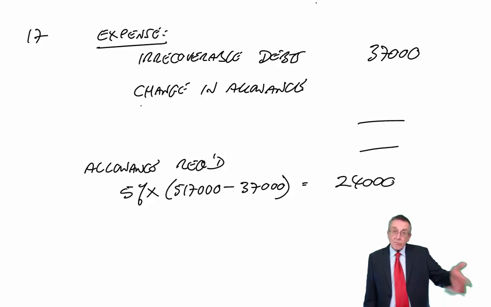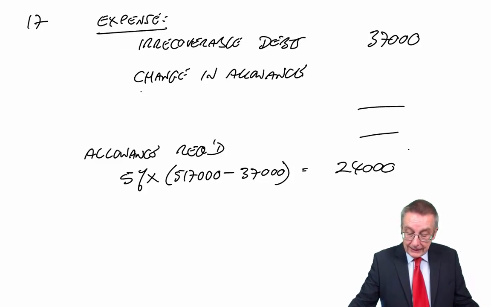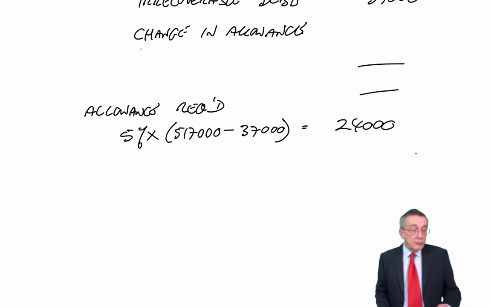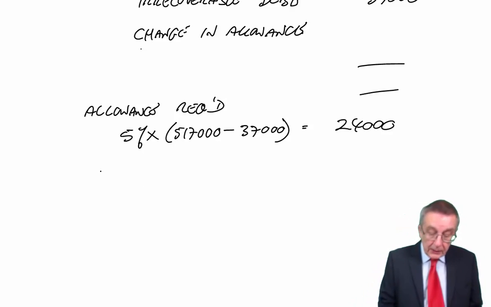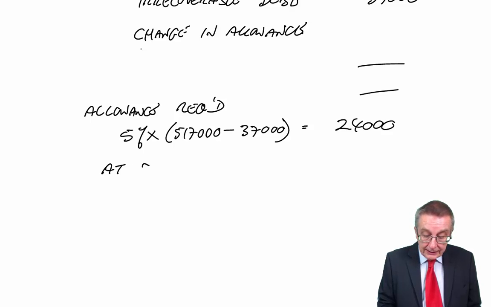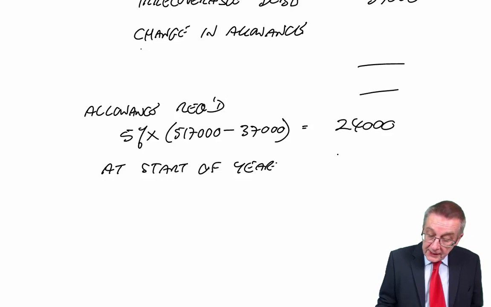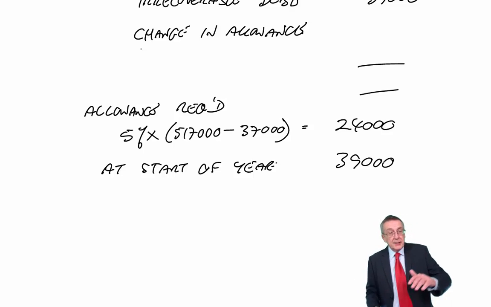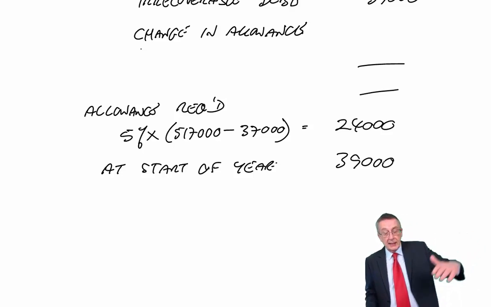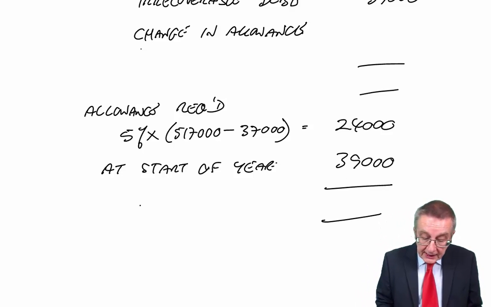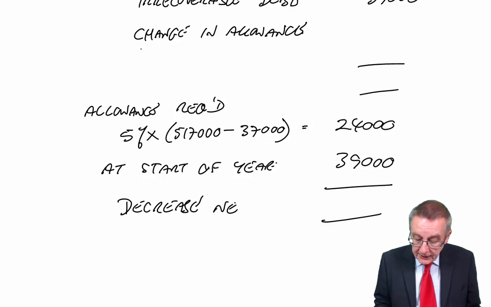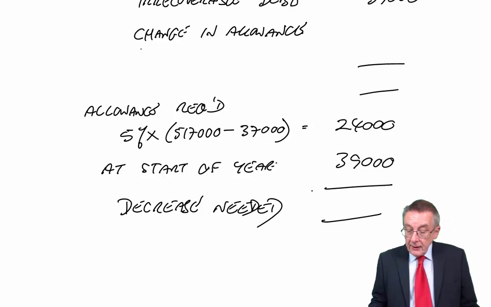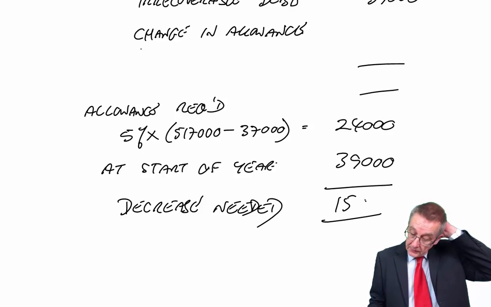But the figure in our expense account is the change in the allowance from what it was last year. And so the allowance at the start of the year, or end of last year, was 39,000. And so it could be either way. Sometimes we will want to increase the allowance. Here, we want to decrease it. So the decrease, the reduction needed, that is between 39 and 24, is 15,000.